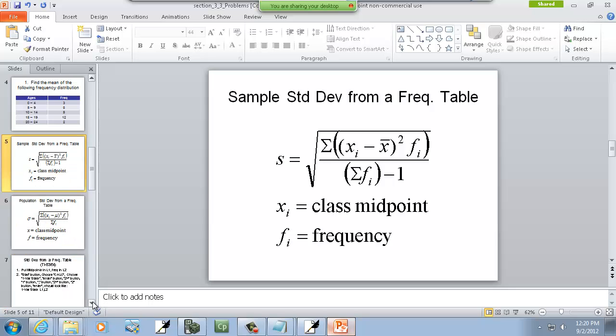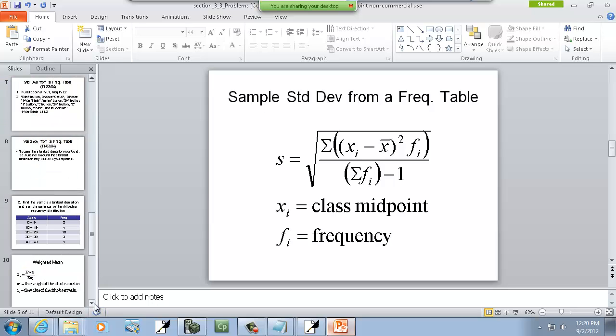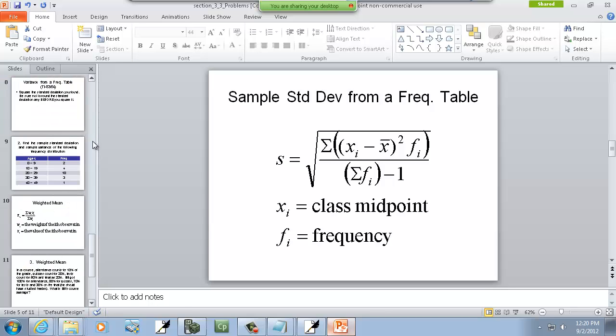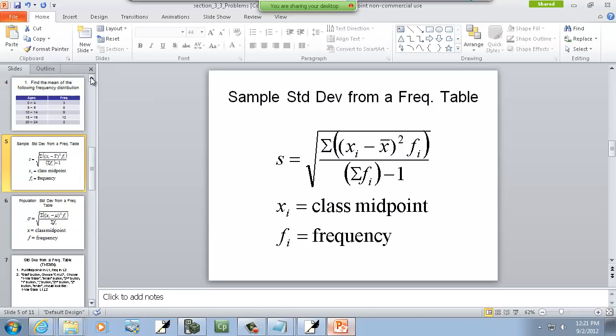Okay, well, the next thing. Sample standard deviation from frequency table. There's my example down there. Well, let's first talk about this. We got s is equal to a square root, and then we got x sub i minus x bar squared times f, and then sum it. And then sum of f's minus 1.